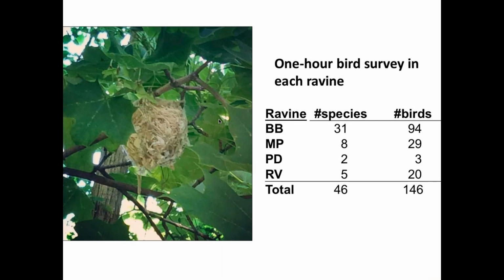We also did birds because those birds were surveyed in the 70s as well. 1-hour bird surveys in each of the ravines, and again here you can see we found 46 different species and 146 individual birds that were identified during that time.